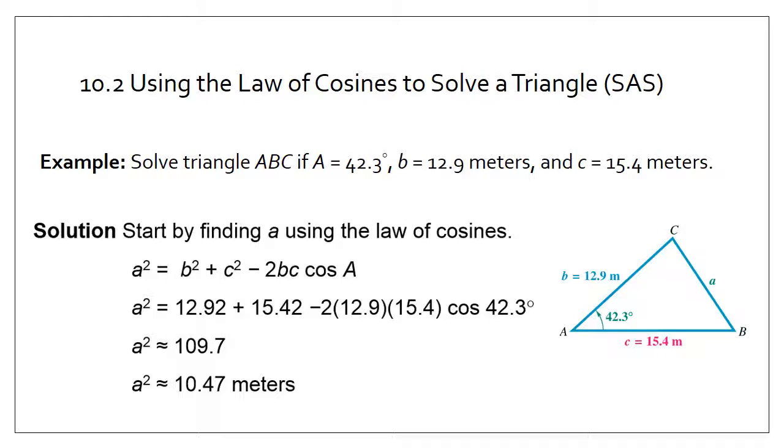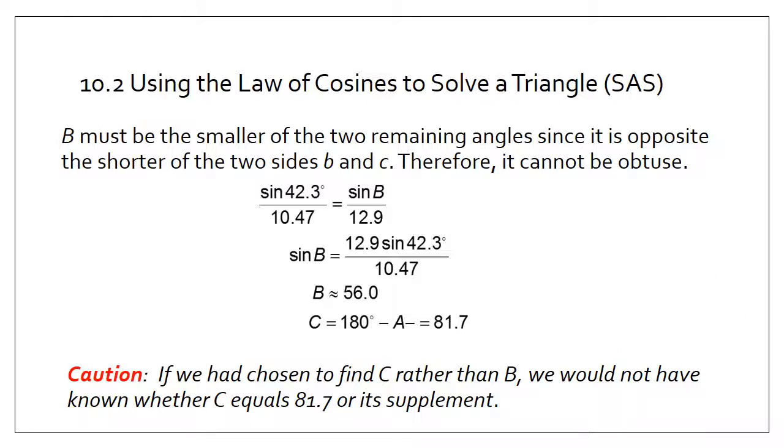Now, technically you can go through and find c and b using the law of cosines. However, at this point it's usually wiser to use the law of sines to find either angle B or C, and then we'll use the theorem that says that the angles of a triangle must total 180 to find the final angle. Now, notice that they find angle B first.